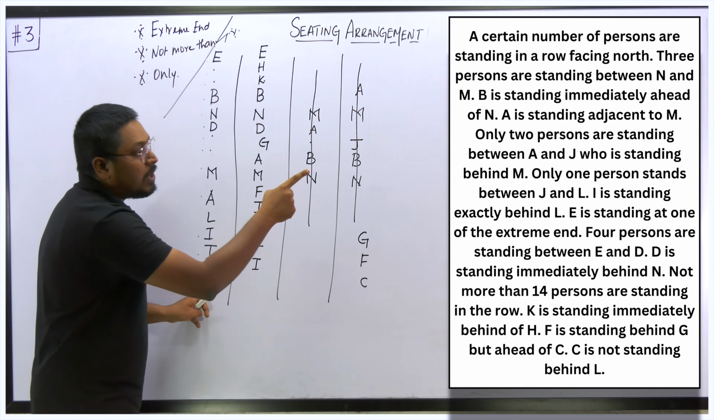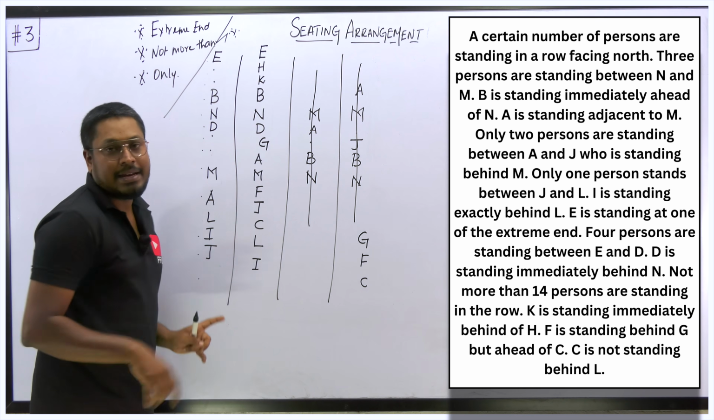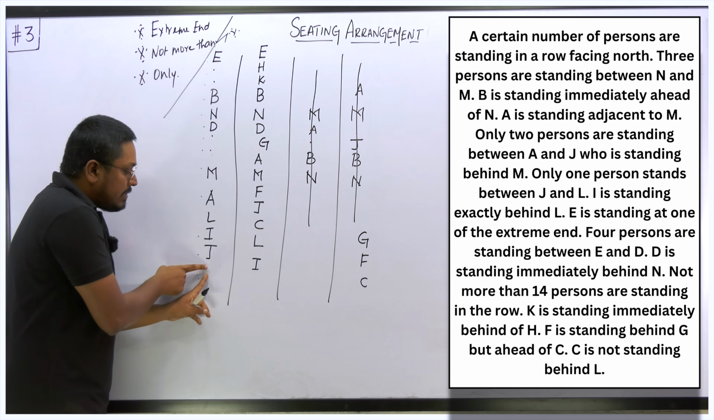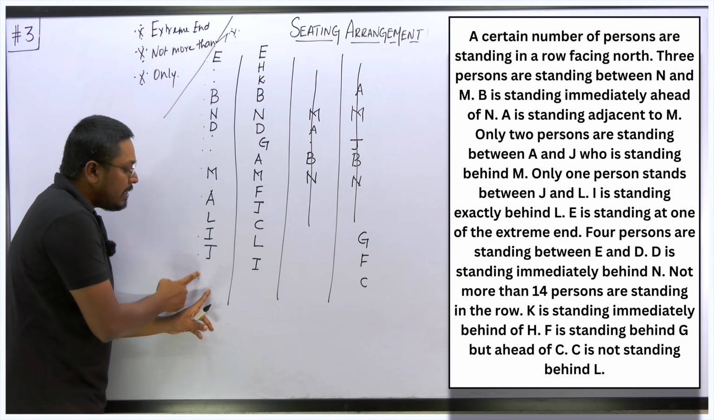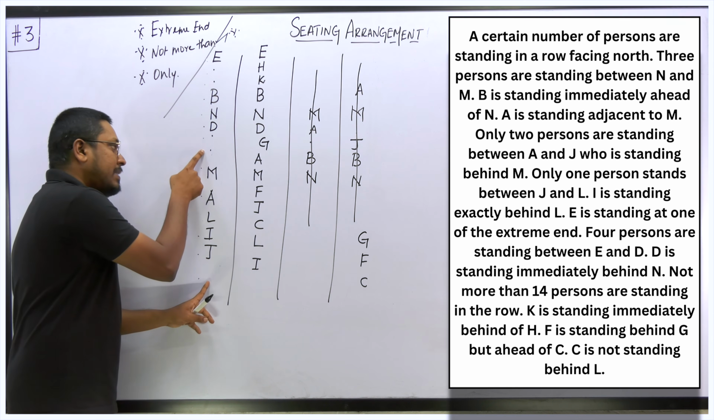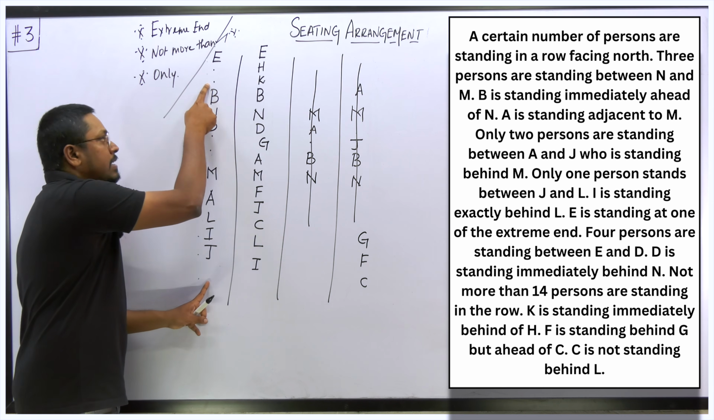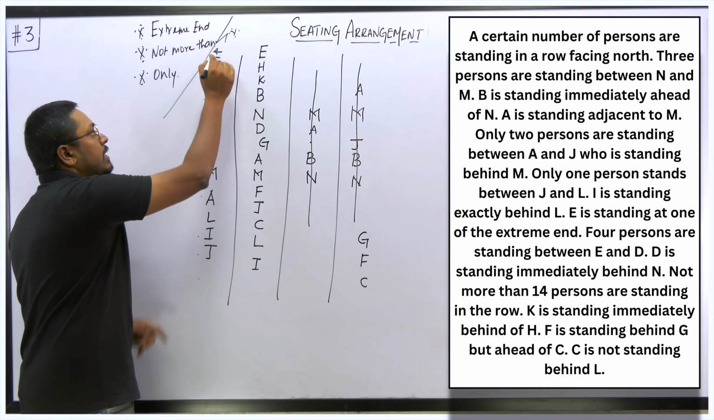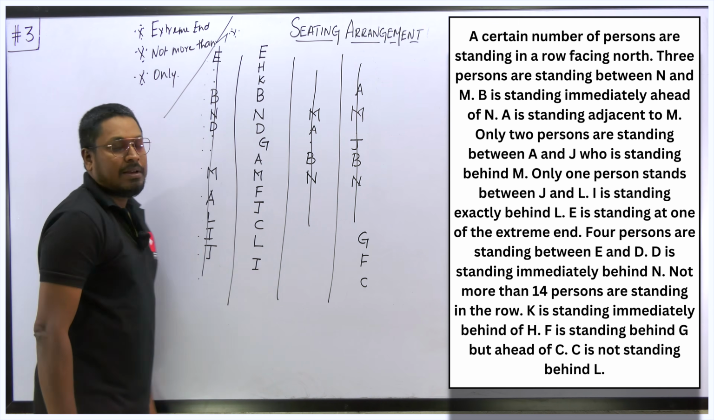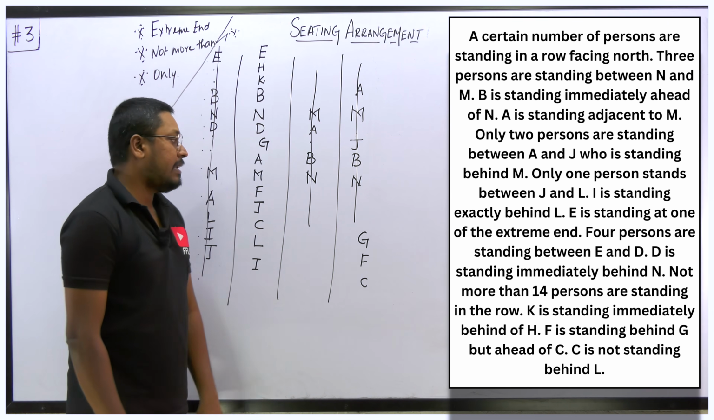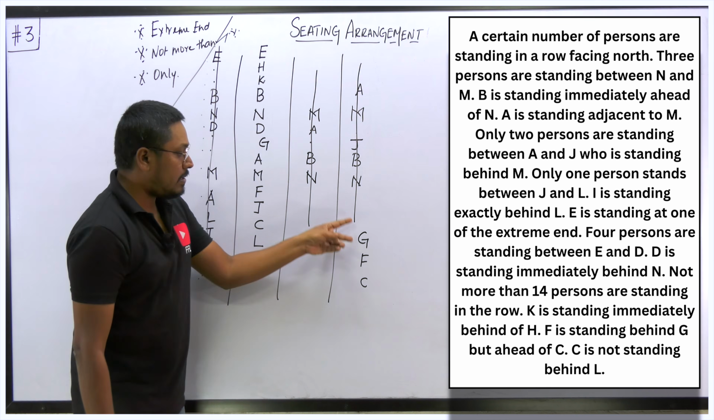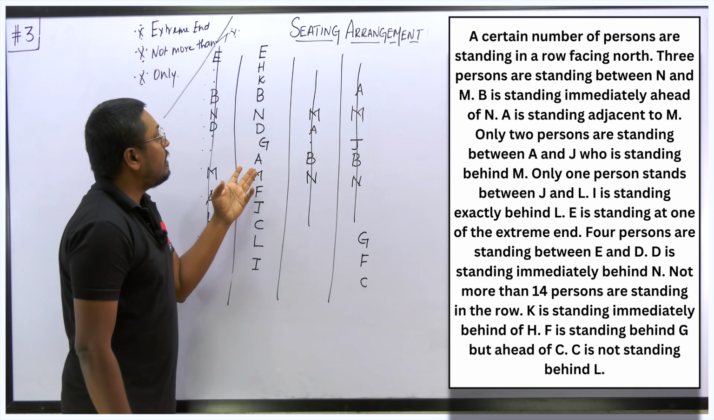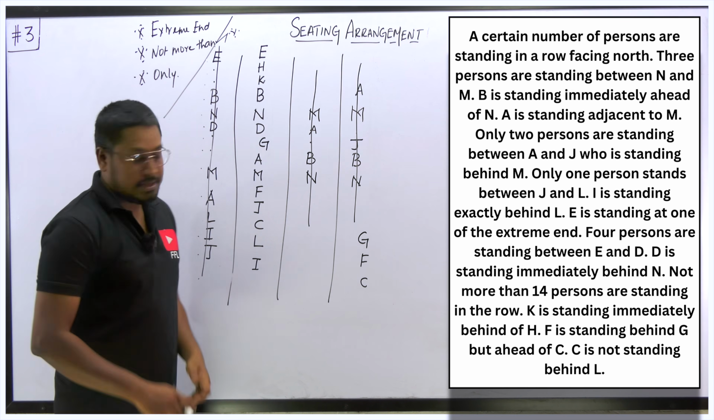But in the last point they told us C is not standing behind L. So at the back of L, C should not be placed. Then this will not be the place for C. If you fix C here, F here, G here, then H and K can't be placed anywhere else. So definitely this arrangement is completely wrong, because there is no place to fix H and K. Finally this will be the answer: E, H, K.